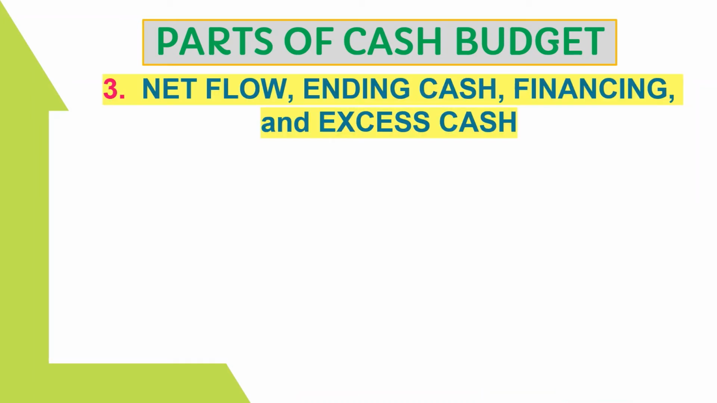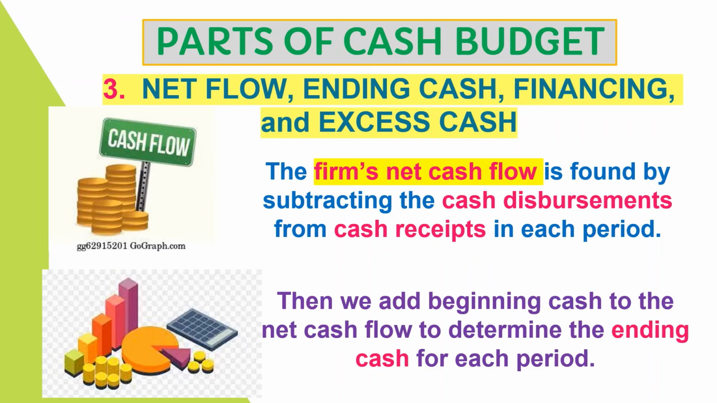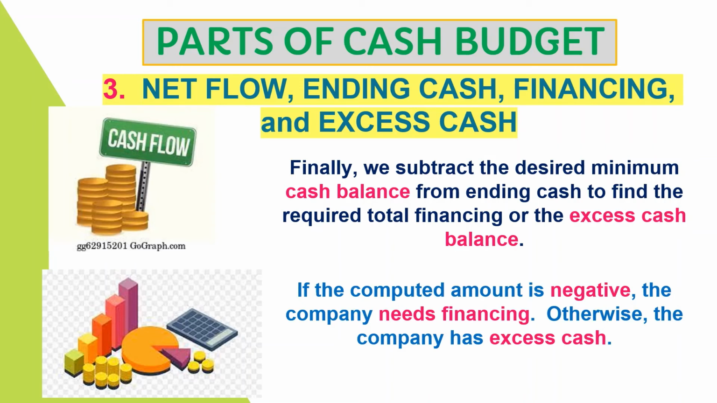Net flow, ending cash, financing and excess cash. The firm's net cash flow is found by subtracting cash disbursements from cash receipts in each period. Then we add beginning cash to the net cash flow to determine the ending cash for each period. Finally, we subtract the desired minimum cash balance from ending cash to find the required total financing or the excess cash balance. If the computed amount is negative, the company needs financing. Otherwise, the company has excess cash.